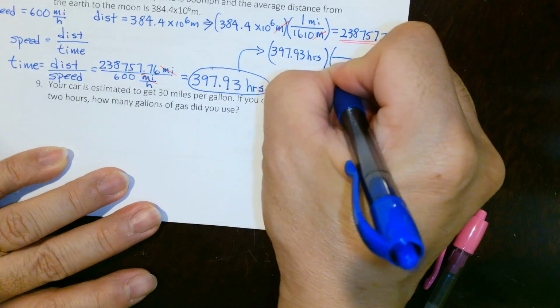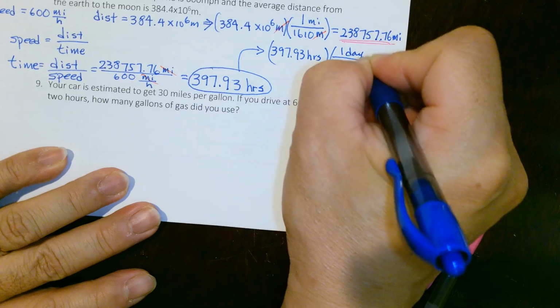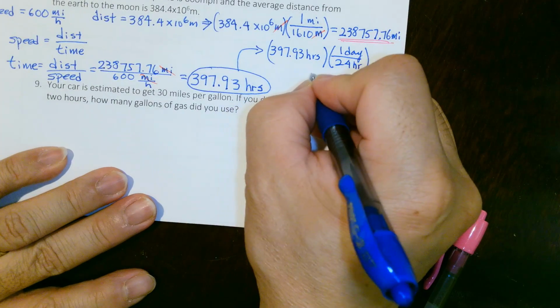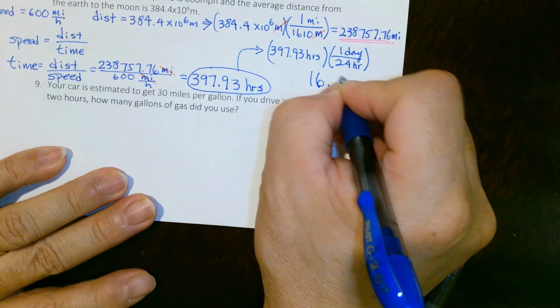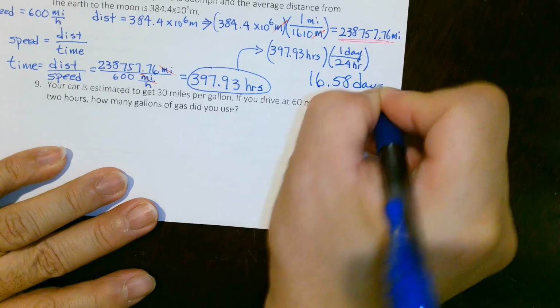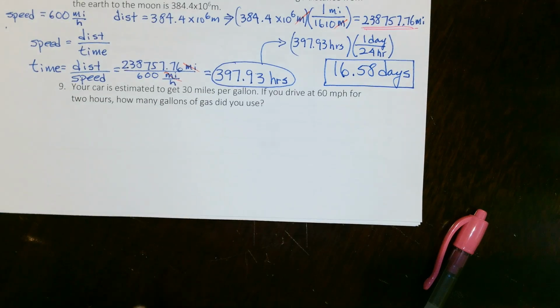multiply that by 1 day is equal to 24 hours, right? So that comes out to approximately 16.58 days to fly out to the moon on a commercial jet airliner. All right. So roughly 2.5 weeks to fly out there, right?